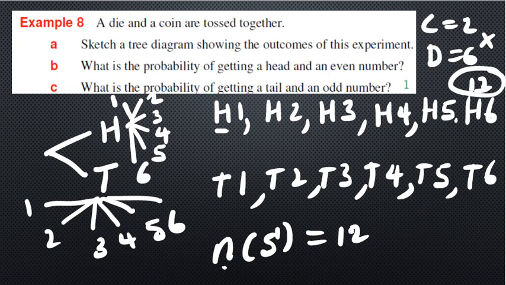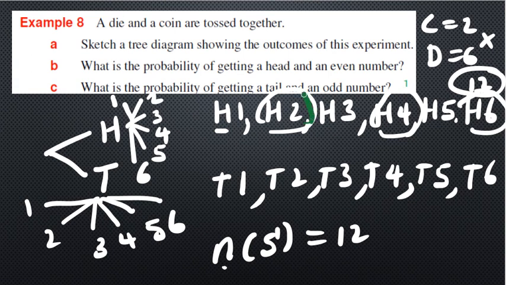We have this one. And what is asked in B? The first one we answered already; we were asked to sketch a tree diagram. We are done here. B says, what is the probability of getting a head and an even number? What are the head and even number? That means head and 2, head and 4, and head and 6. These are the outcomes.